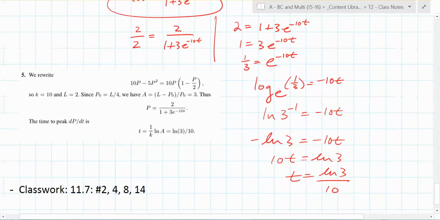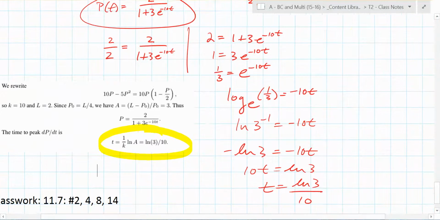This answer key right here, so if you were to look this up, you see that right there? Look what they did.